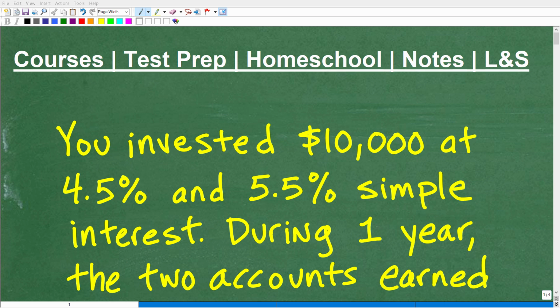Okay, let's go ahead and figure out how to solve this nice little algebra problem that involves simple interest. Now, I'm going to show you the problem here in 1 second. It is a little bit long. I also left in the title of this video the formula for simple interest, so you can use that formula.